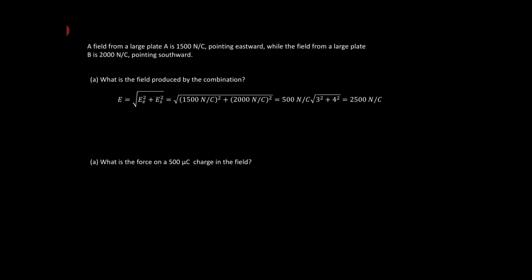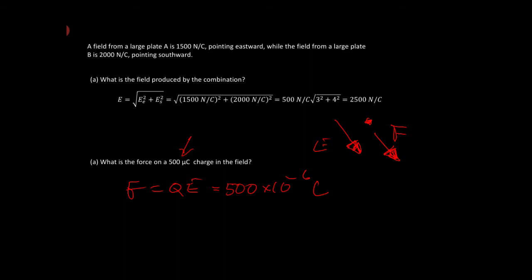Part B is what happens now if you put a charge in that spot. So we've got our field going this way, right? And we put a charge here. It's going to feel a force going this way, same direction. So that force is going to be equal to the charge times the electric field, which is 500 times 10 to the minus 6 coulombs. Mu is micro. Micro means 10 to the minus 6.